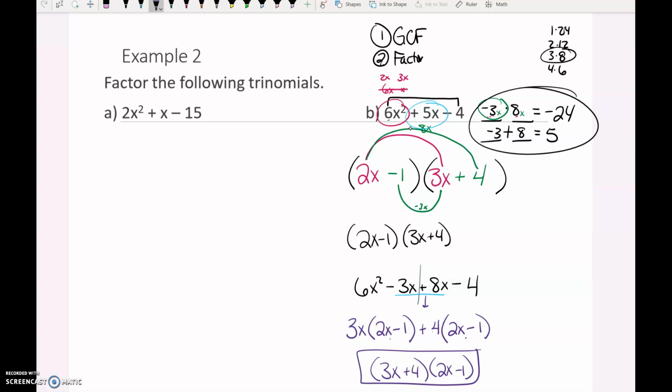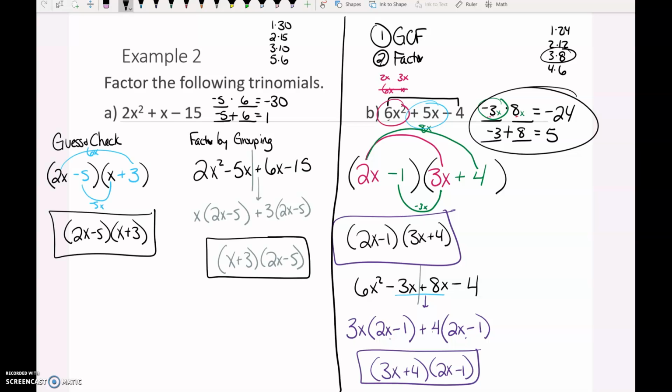I want you to pause the video and try example 2a on your own. You can choose guess and check or factor by grouping. I will show both methods when I restart the video. Pause the video. Give it a try.